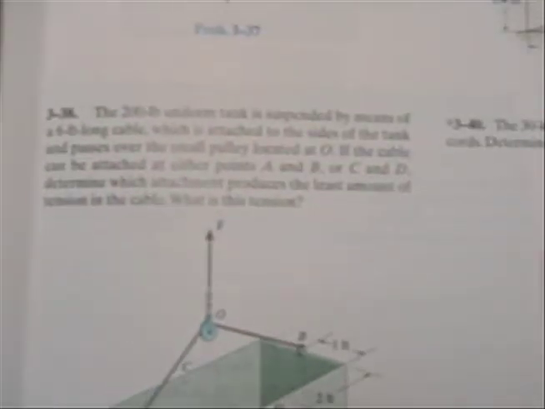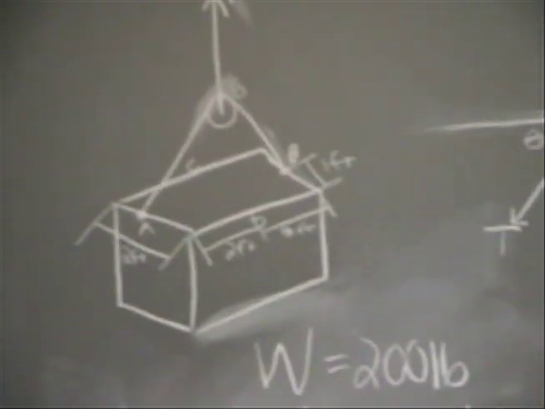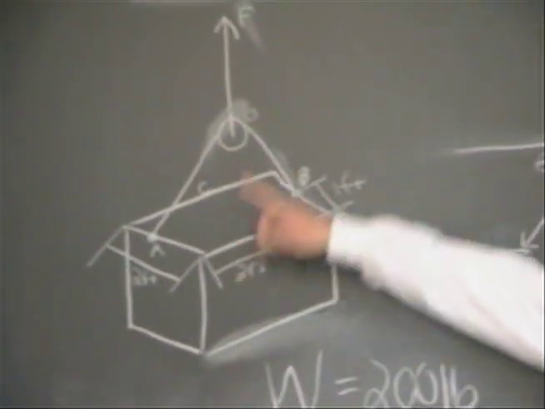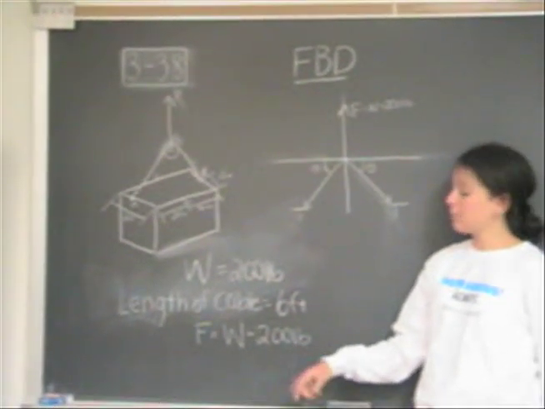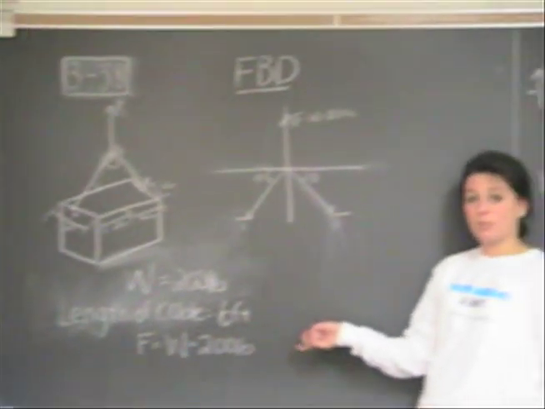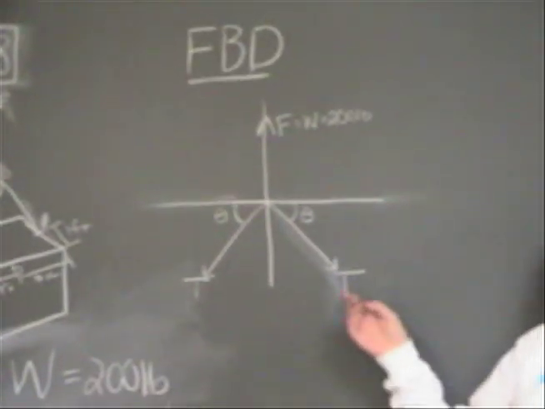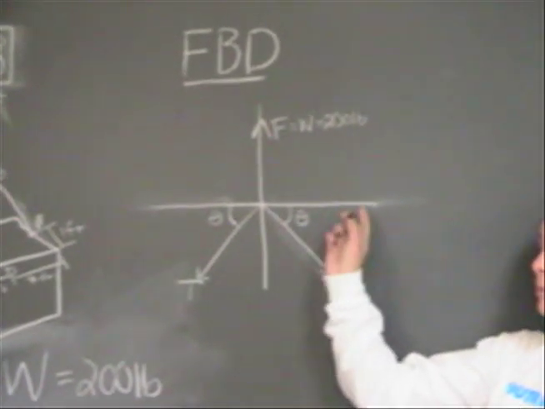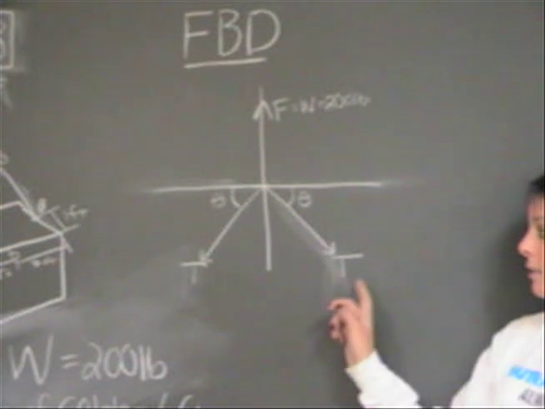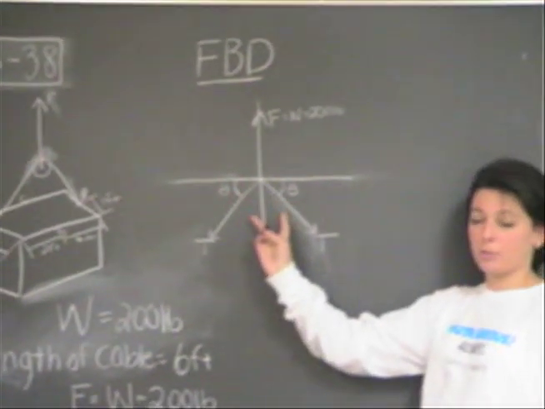So here's a diagram of our system with the dimensions labeled. We have a weight of 200 pounds. The lengths of the cables are 6 feet, and we have an upward force which is equal to the weight, which is 200 pounds. The first step is to draw a free body diagram, and here's our free body diagram with an upward force of 200 pounds labeled, and the two tensions of the cable which are equal to each other, and then the angles theta, which are also labeled.